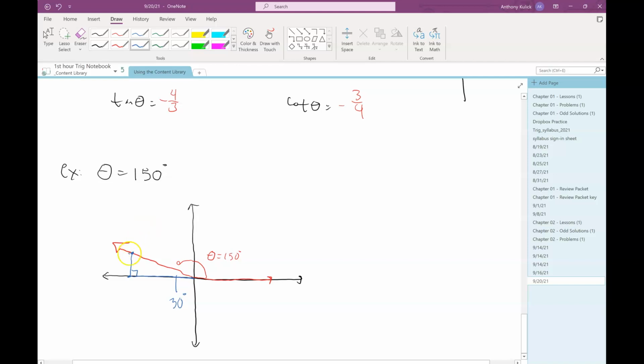So really what we have here is a 30, 60, 90 triangle, right? So let's fill in the side lengths for the 30, 60, 90 triangle. So those are x. And then this side is going to be negative because we're on the left side of the x-axis, right? Or I should say, the left side of the x-axis, correct?